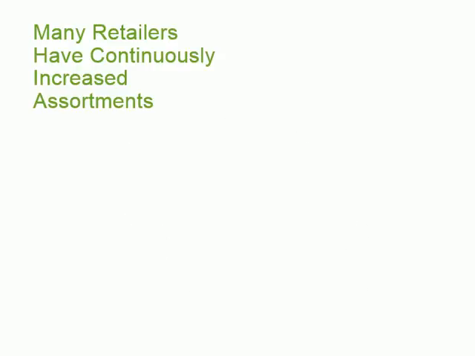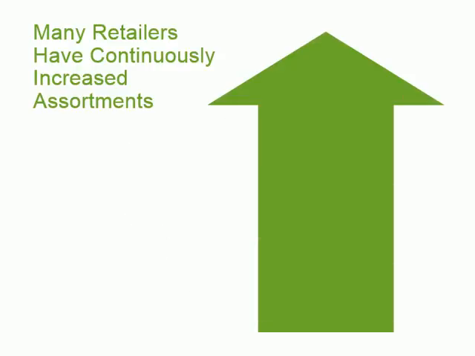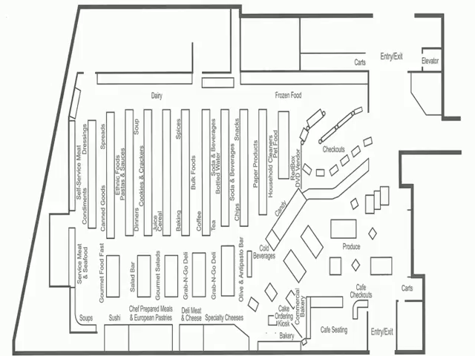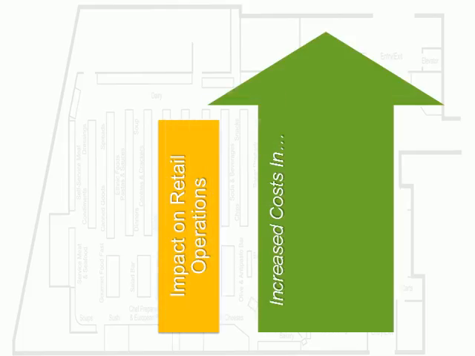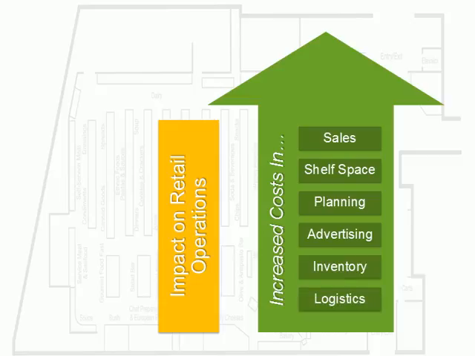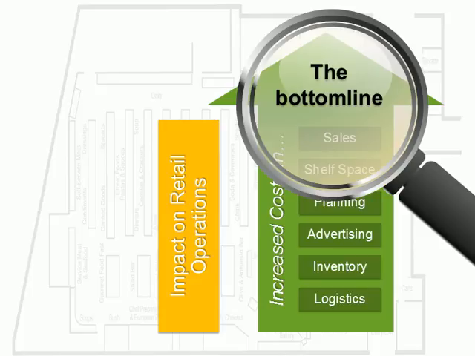Many shoppers want broad assortment, and therefore many retailers have continuously increased their assortments. This can result in disadvantages for retailers, starting with limited selling space within their stores. But a broad assortment can also raise costs in different areas of retail operations, including sales, shelf space, planning, advertising, inventory, and logistics, all of which can impact the bottom line for the retailer.